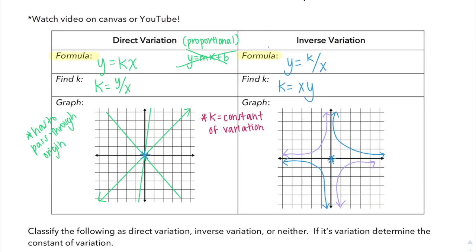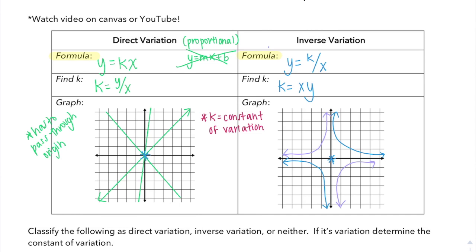Inverse variation is saying as one goes up, one comes down. So for example, if you have a lot of work to do, the time it's going to take you by yourself is going to be forever. But the more people that you have, it takes less time. So the more people, the less time. Well, that's never going to hit 0. You're never going to have so many people that you just get the work done in 0 seconds.